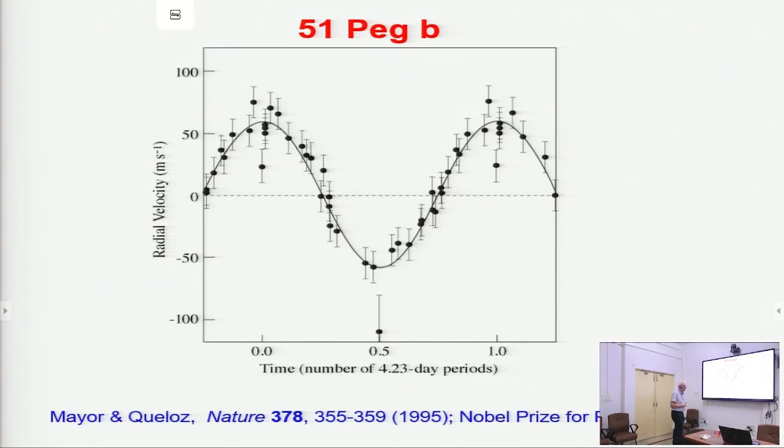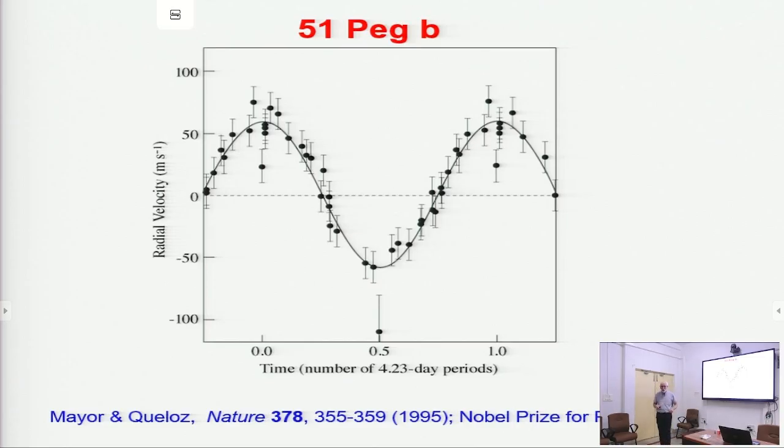Anyway, let's move on. This is a picture that did win a Nobel Prize. So this is the first detection of a planet around a standard star made by Mayor and Queloz, Didier Queloz, who was doing his PhD at the time. So it's quite nice to have a PhD project you win a Nobel Prize for. So obviously it was Mayor's idea to look at this.